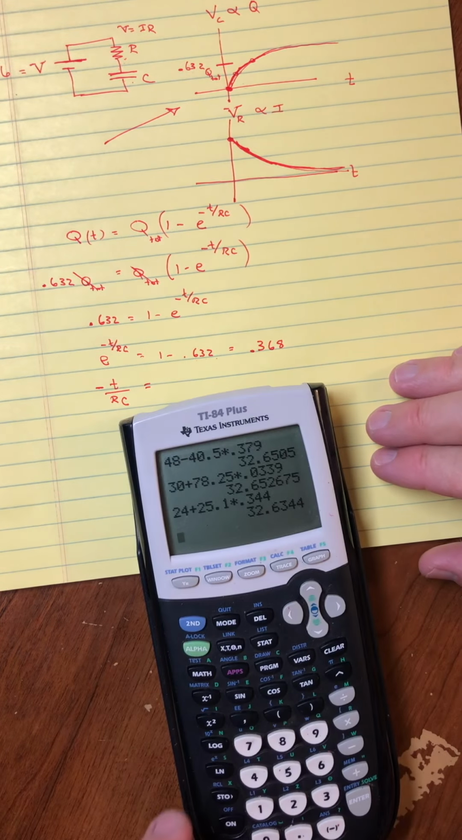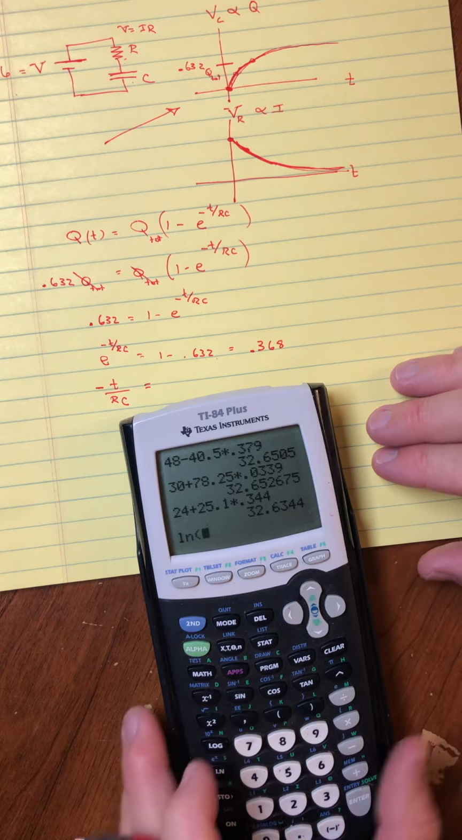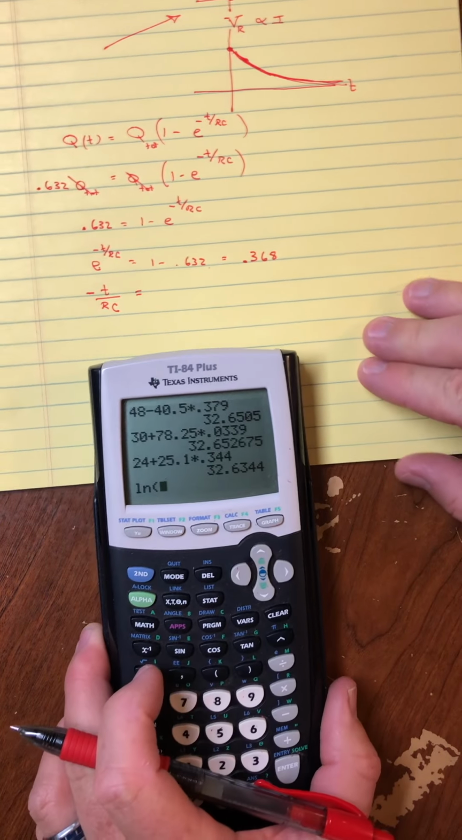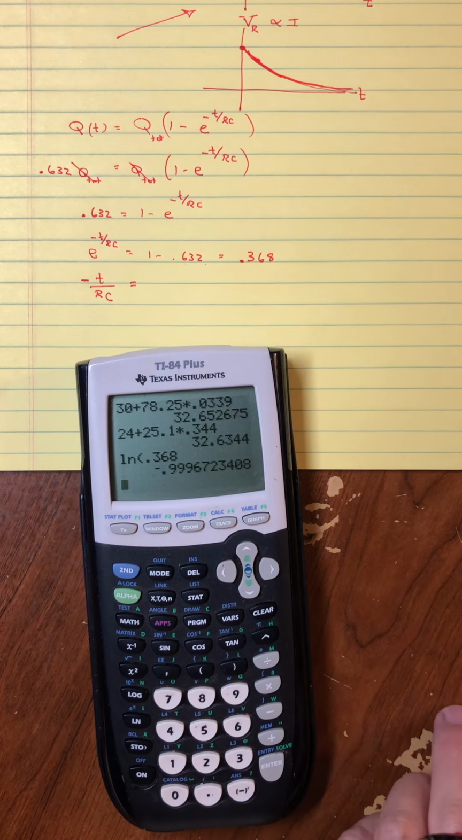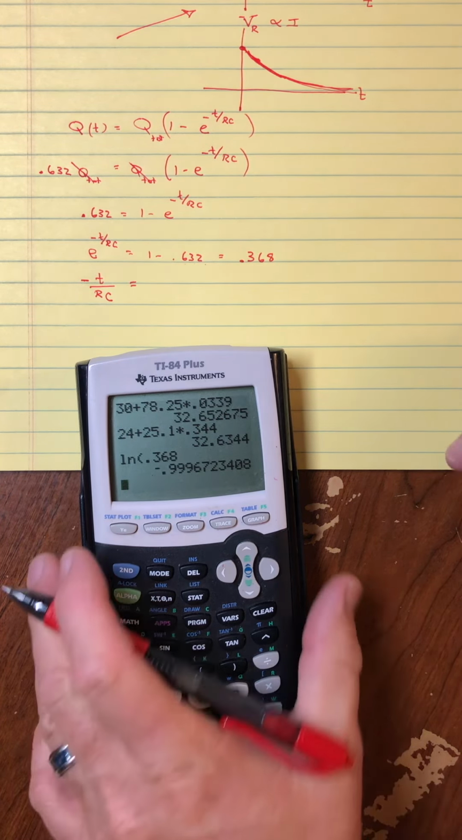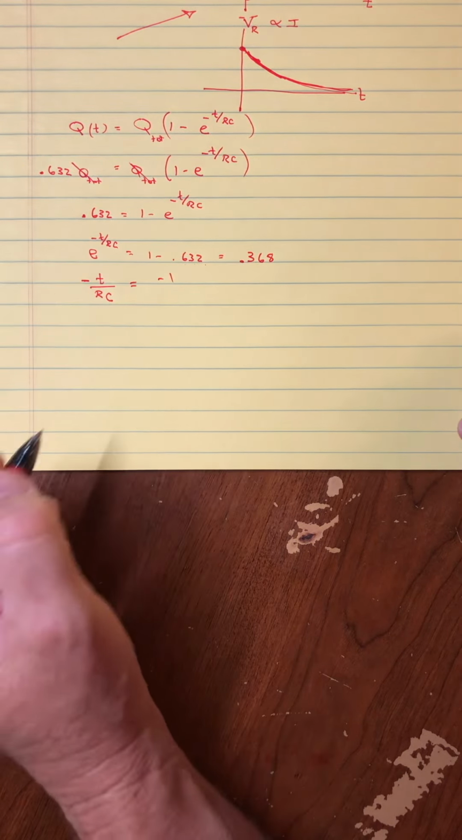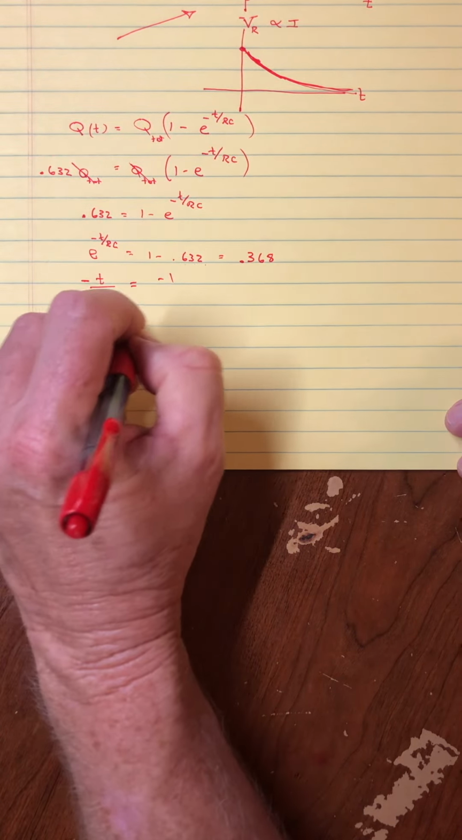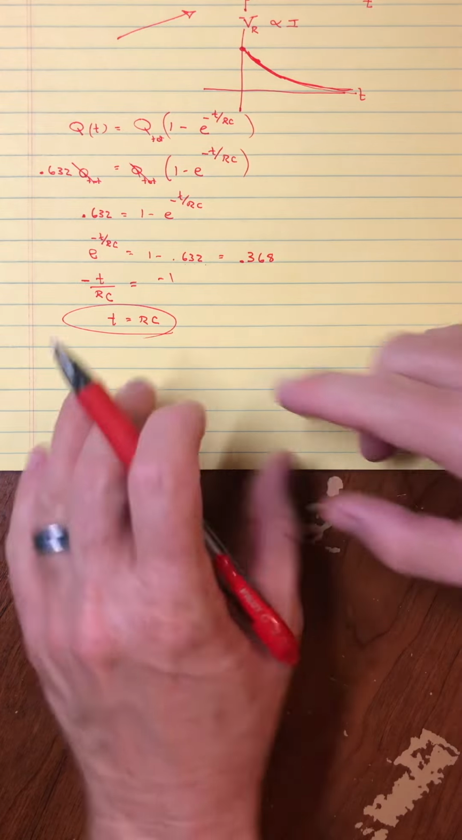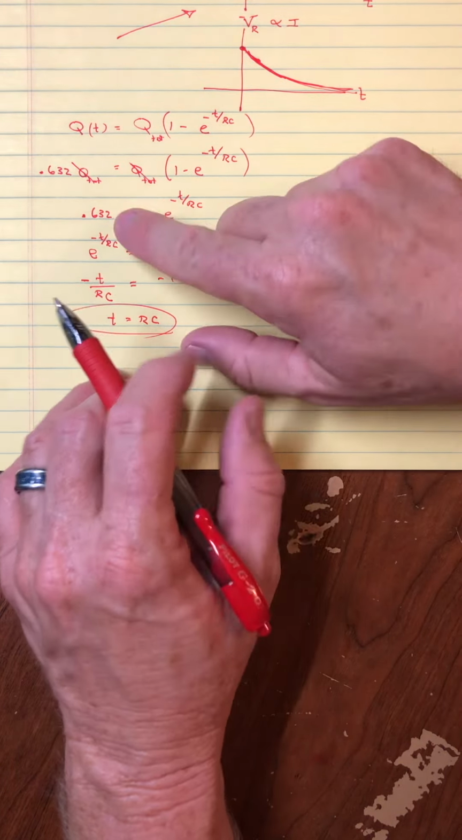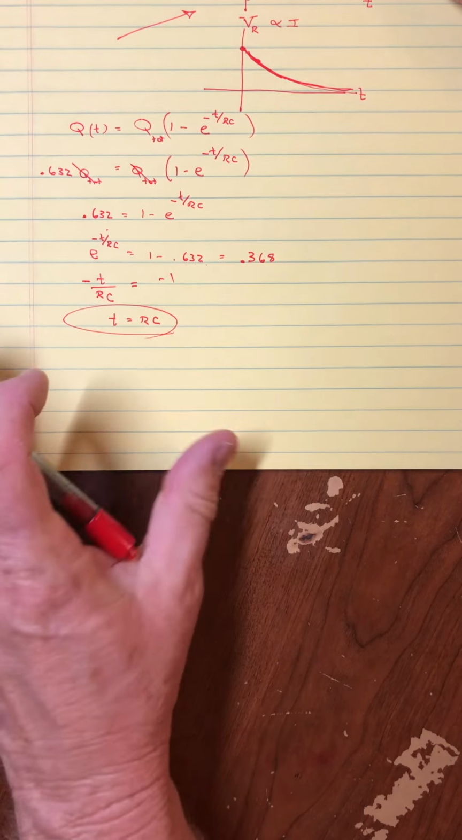And then this side becomes the natural log of 0.368, and that should be the famous -1, one time constant. So -1. And so what they're really saying here, and you probably could have started this problem just right here, because that's kind of how they describe it in the reading, is that it would take one time constant for it to build up to 63.2%.